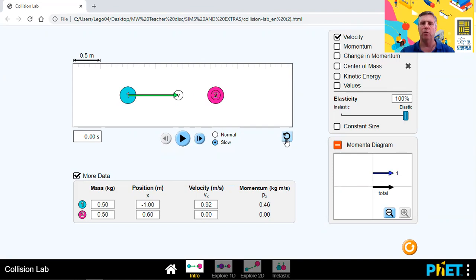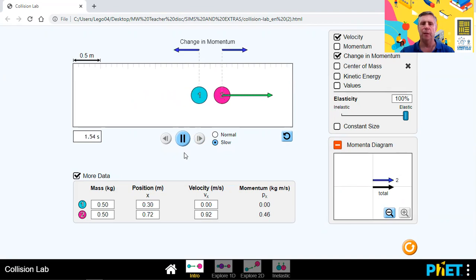The other thing we can do with the simulation is put in the change of momentum and just watch. It happens very quickly at the moment of collision. At the moment of collision, you'll see the change in momentum, and both objects experience the same change in momentum because, of course, that must be conserved.